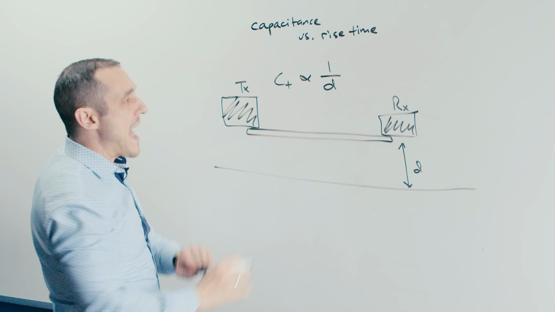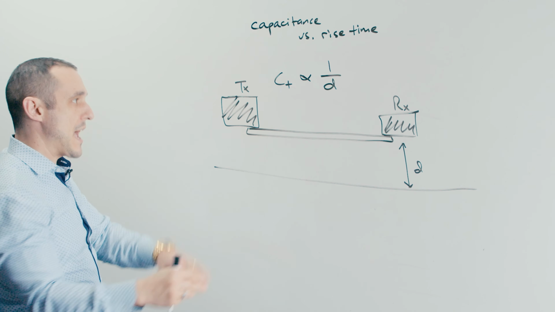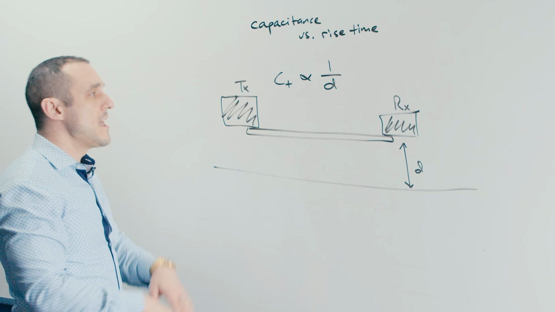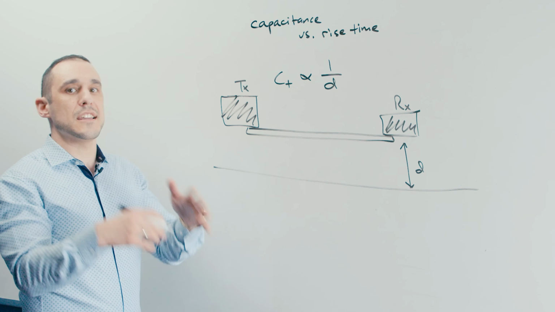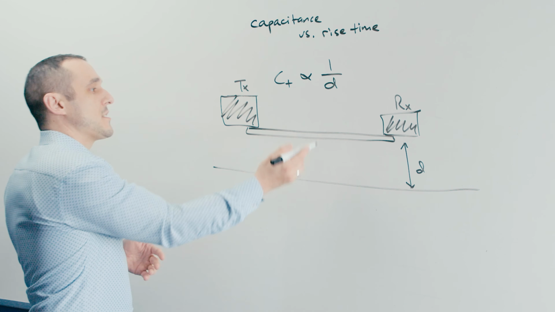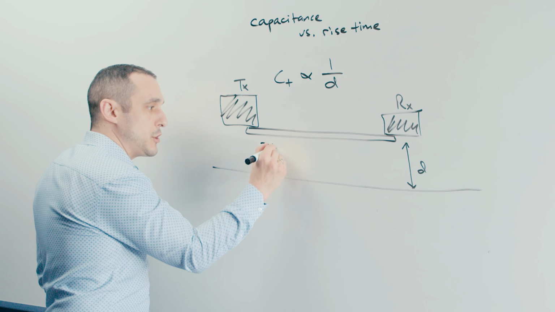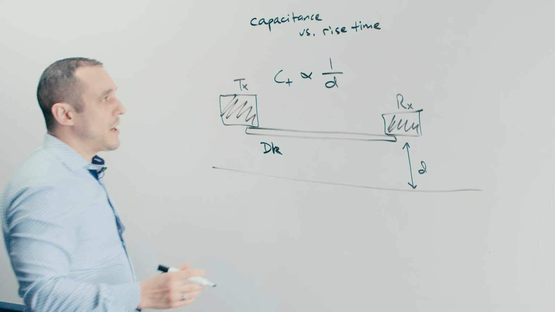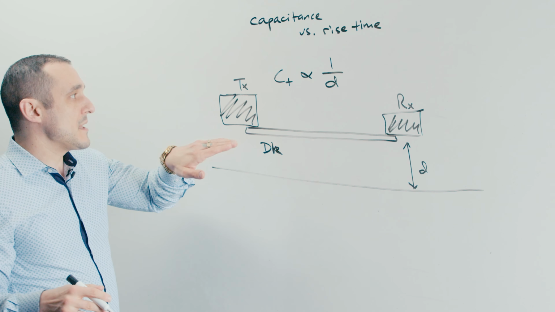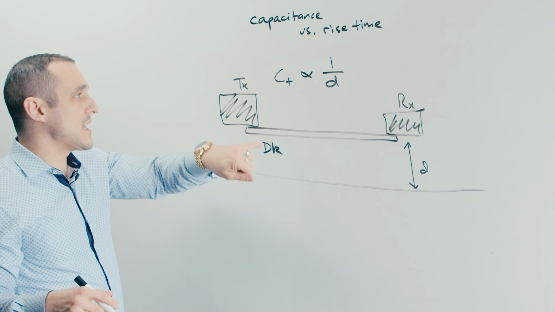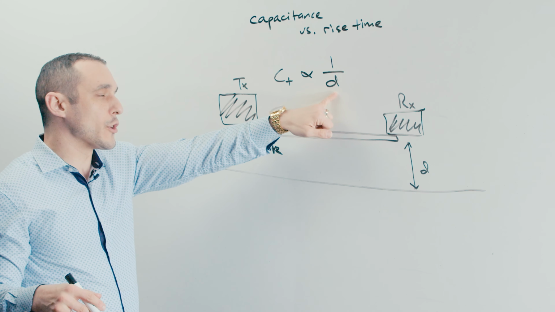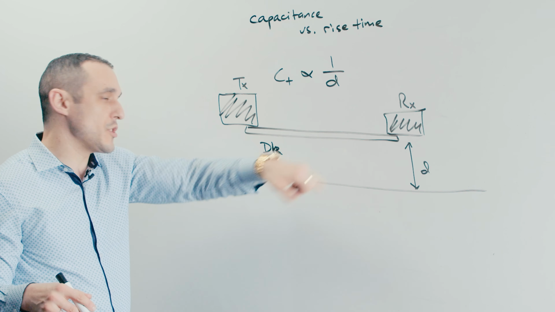Now, it's not an exact 1/D relationship. There's actually some complex equations that are used to understand the relationship between the impedance and the size of the trace and the distance to ground, and then of course the dielectric constant of this insulator. But you can roughly approximate the trace capacitance to be 1/D, this distance between the trace and ground.